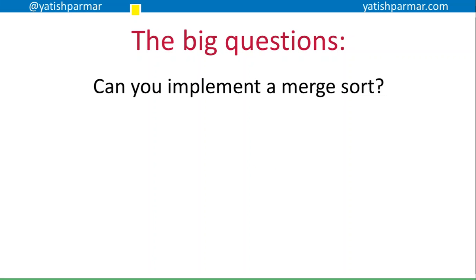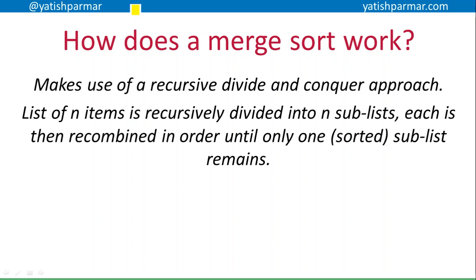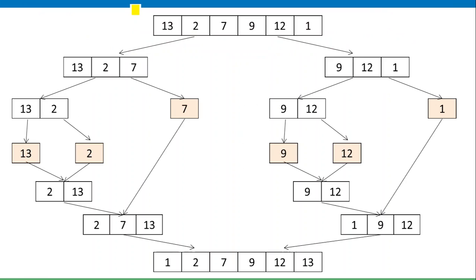So you should be able to walk away at the end of this and basically implement a Mergesort in whatever language you're using. Okay, so how does a merge sort work? Remember, it's a recursive divide and conquer approach where a list of n items is going to be divided into n number of sublists. Each sublist is going to be one item in length, and therefore it is obviously going to be sorted because it is only one item in length. Then those sublists are recombined in order until only one individual sublist remains.